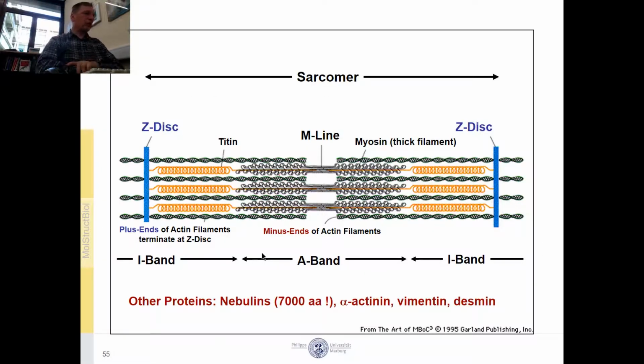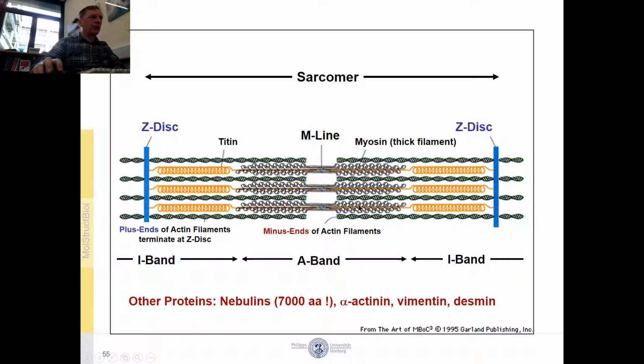The general architecture of this motor setup is defined by the Z disks, and between the Z disks we have a span of titin, which is a rubber-like, super large protein. More about that later. That is part of the framework. Attached to the Z disks are the actin fibers. They are attached with their plus ends at the Z disk and with the minus ends close to the M line. So these are also fixed.